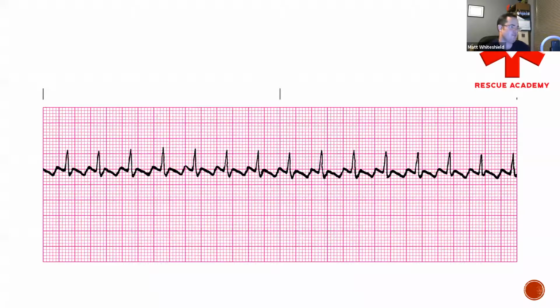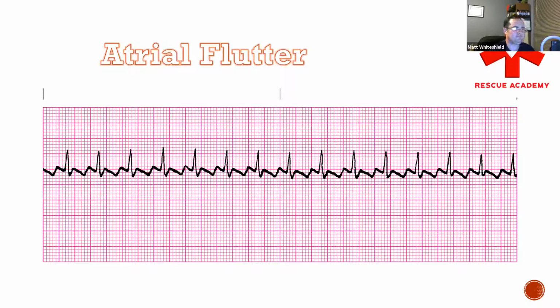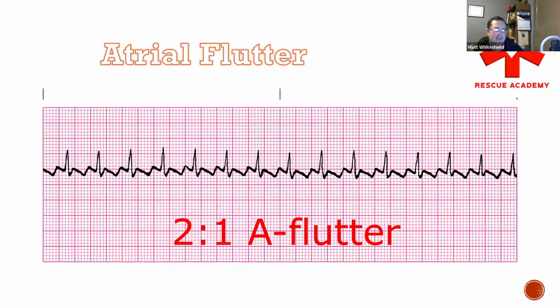Another crazy looking rhythm. 3, 4, 5, 6, 7, 8, 9, 10, 11, 12, 13, 14, 15. Remember the pattern, right? We have a sawtooth pattern. This is a 2-to-1 A flutter.